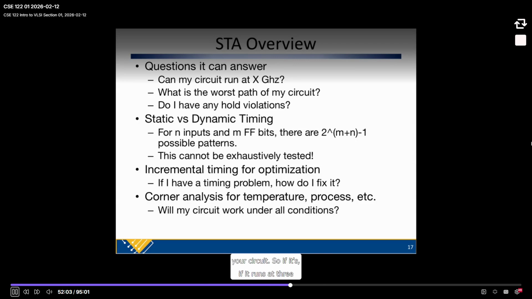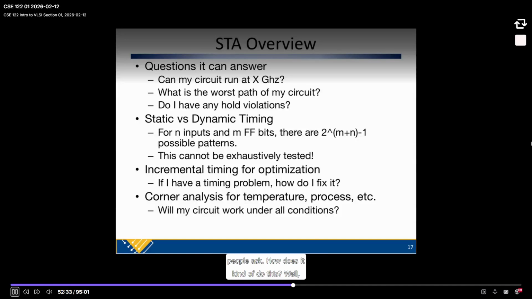It can also identify parts of your circuit. So if it runs at 3 gigahertz, what path is limiting the operation at 3 gigahertz? Or it might be multiple paths. Right? You can have several equally critical paths that all determine your performance at the same time. Also, as I mentioned, the hold time checks. Will my chip work at all? Because if there's a hold time problem, it will not. So those are kind of the standard questions that most people ask.